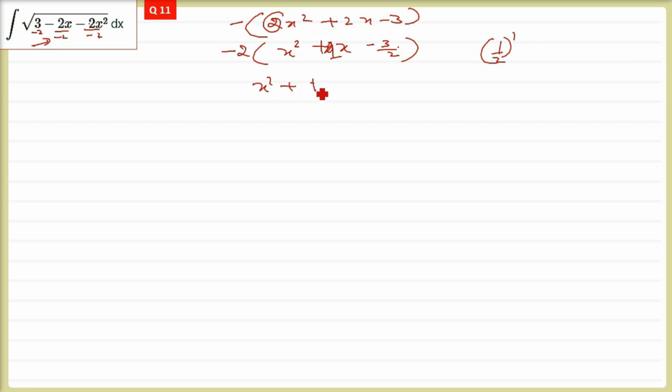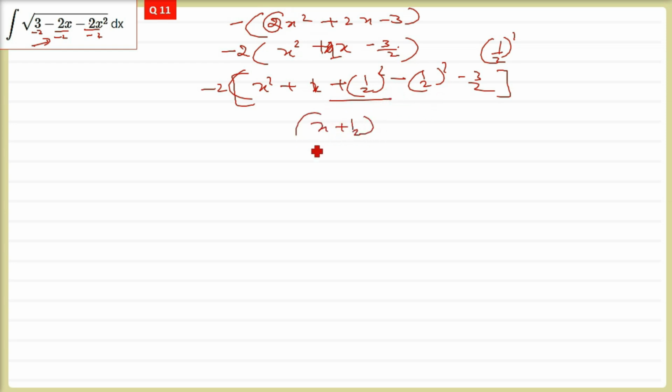So x square plus x, half square I am adding, half square I am subtracting, with a negative 3 by 2. Minus 2 is outside only. So this will give you x plus half whole square. A square plus b square plus 2ab, x plus half whole square. And this will give you 1 by 4 plus 3 by 2 actually. So it will be 1 plus 6 by 4, that gives you 7 by 4.